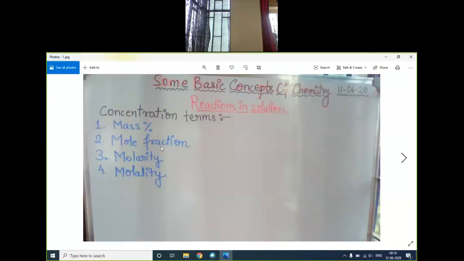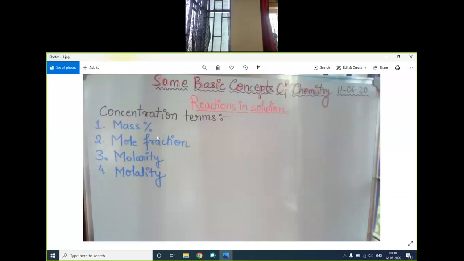Today we will read about various concentration terms. We know whatever reactions we carry out in laboratories are in the solution form. Many reactions we carry out in solution form. So to study those reactions we use many concentration terms. What are those concentration terms?